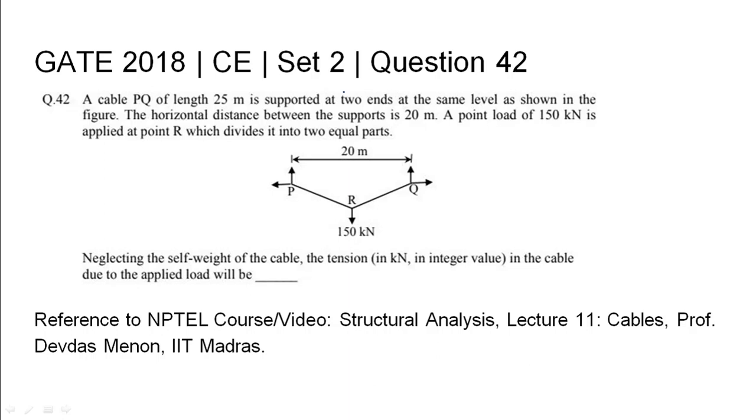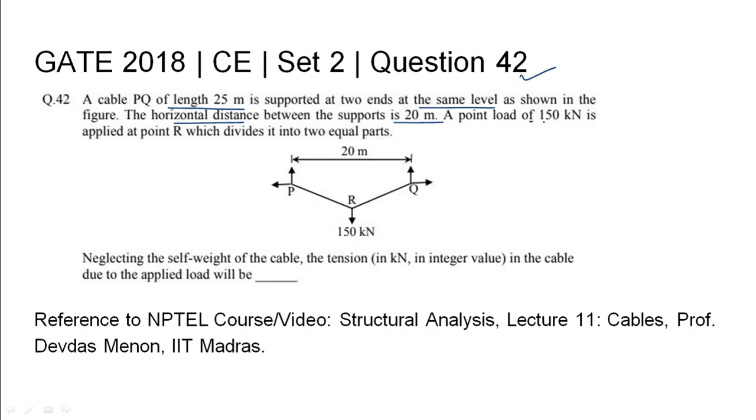GATE 2018 Civil Engineering Set 2 Question 42. A cable PQ of length 25 meter is supported at two ends at the same level as shown in the figure. The horizontal distance between the supports is 20 meter as shown in the figure.